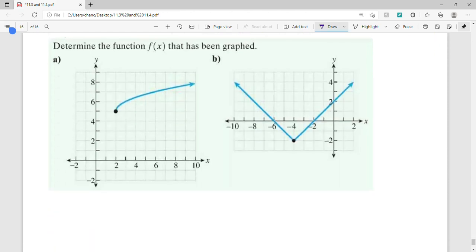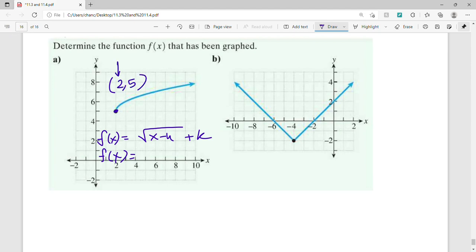Determine the original function. In part A, this is a square root function. So let's write the general form for that square root function. And so all we need to do is fill in the blanks. What is h? Well, we'll need to look for the vertex first. This is 2, 5. This is my h. This is my k. So the vertex is 2, 5.